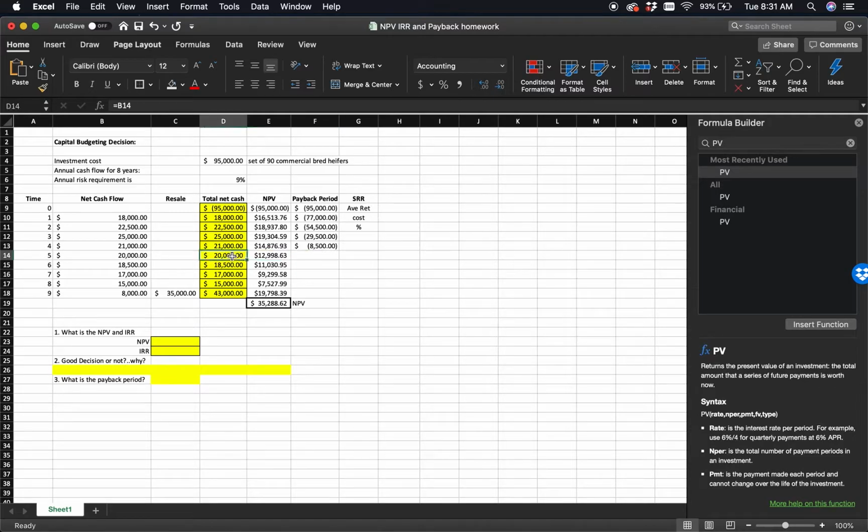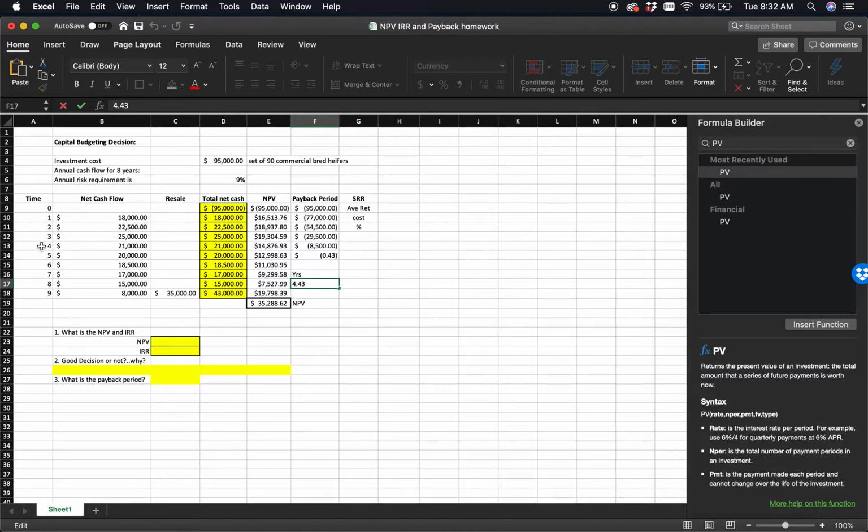Well, in the next year, you've got 20,000 coming to you. So actually, you only need 8,500 of that 20,000 to get your money back. So what's the payback period in this investment idea? It's the full 4 years, and we need some of the 5th. So the payback period in years would be 4.43. I think that's right.